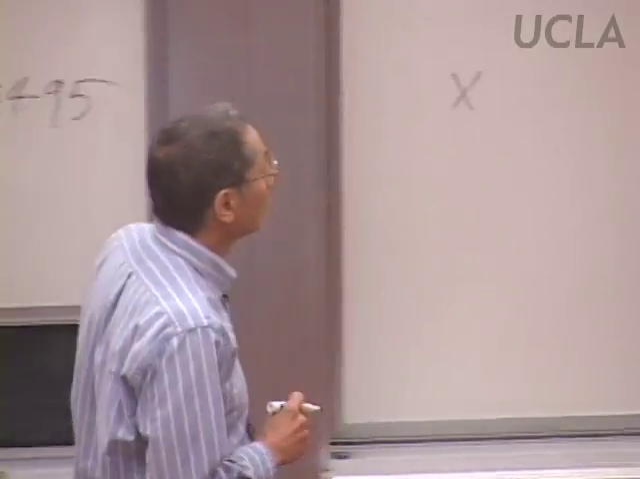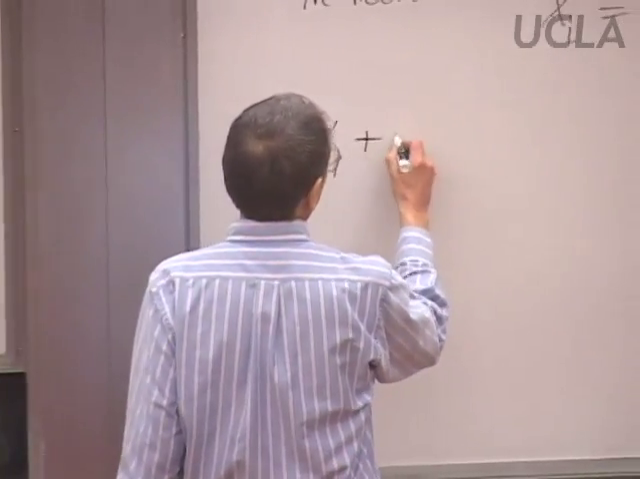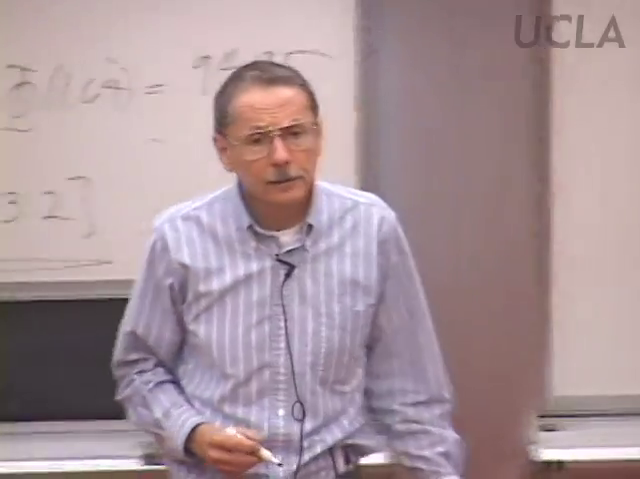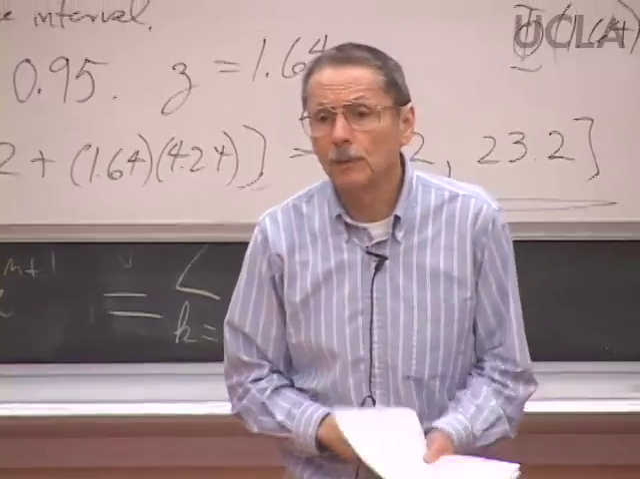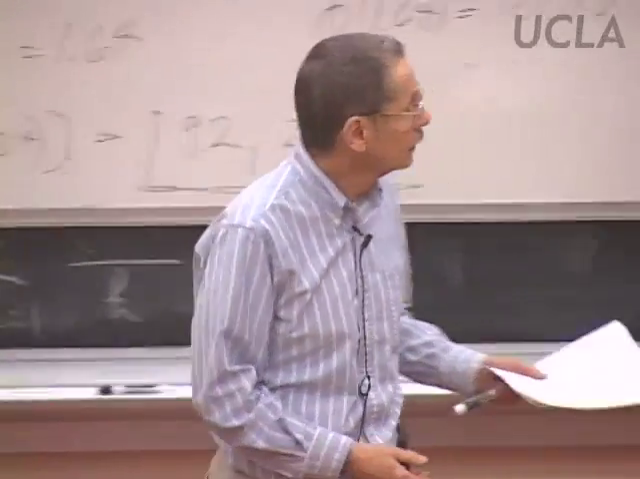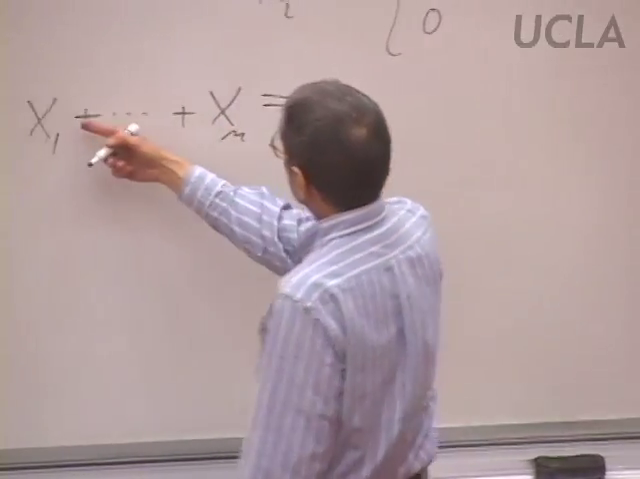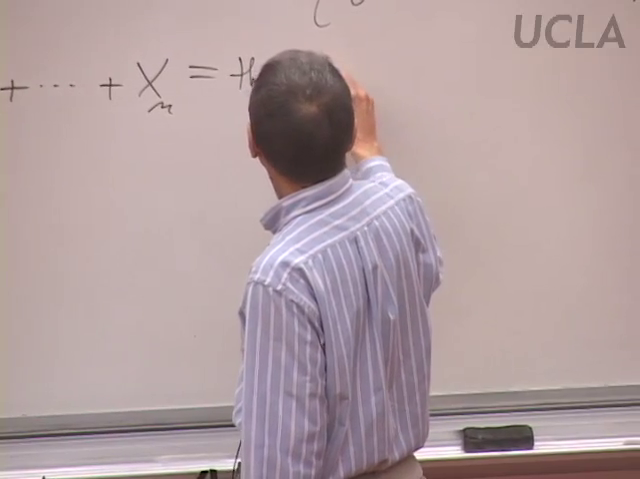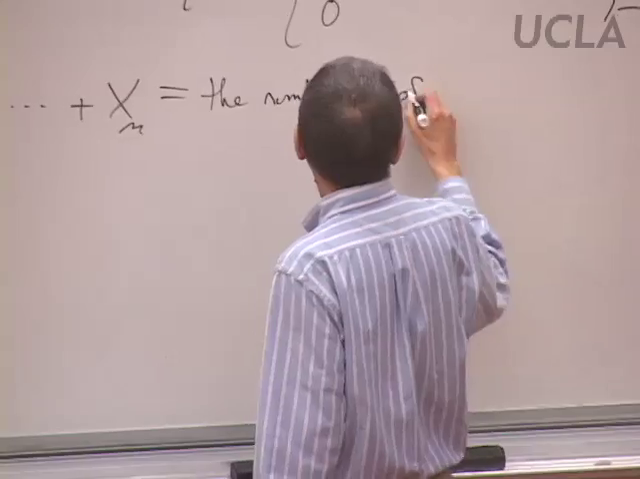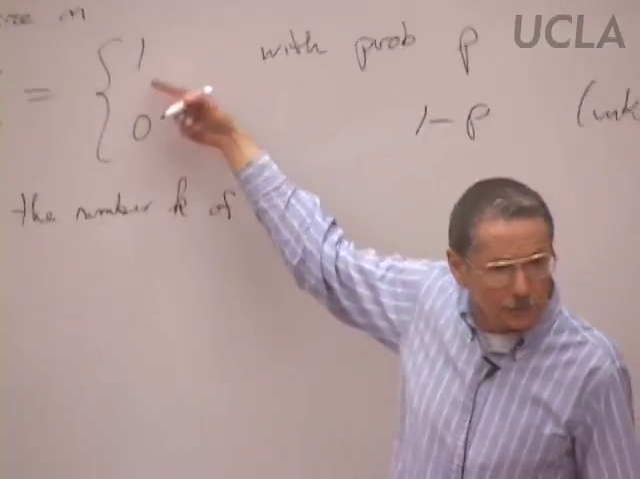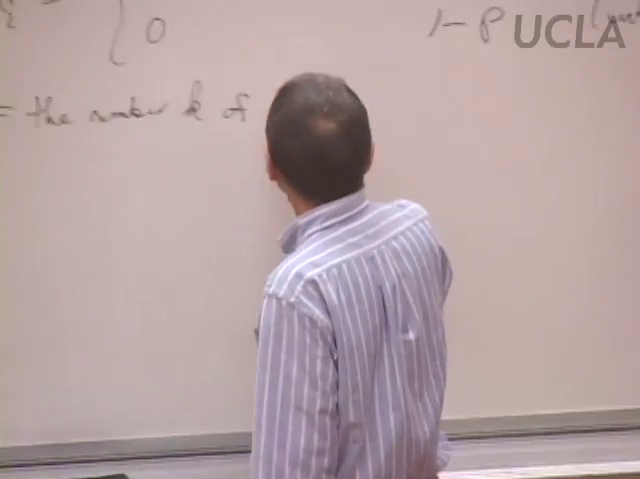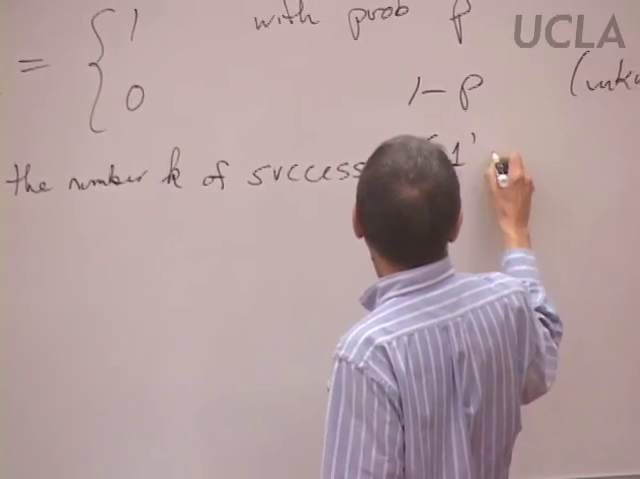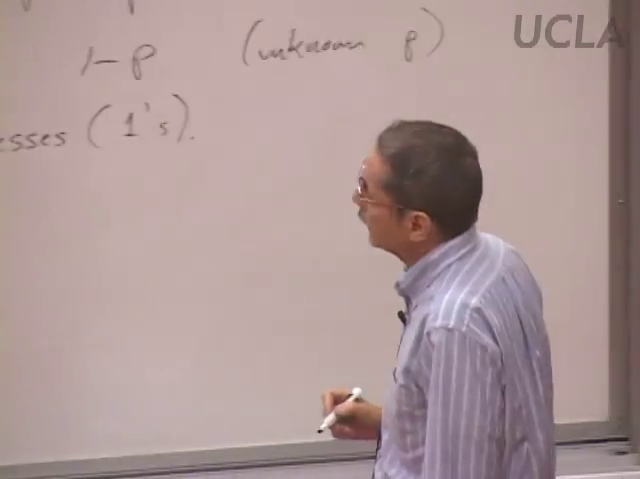So we get these n binary measurements. If we add them up, we're just adding up zeros and ones. Well, the zeros don't contribute anything, so we just get the number of ones. The number, we call it k, of successes, thinking of 1 as success and 0 as failure. We add them up and we get the number of ones.